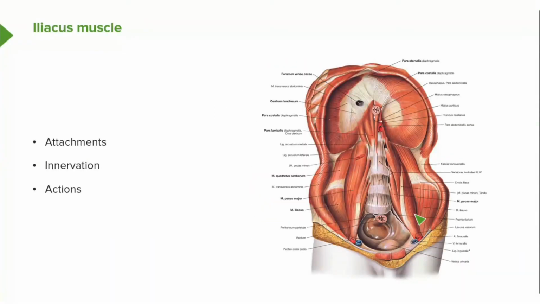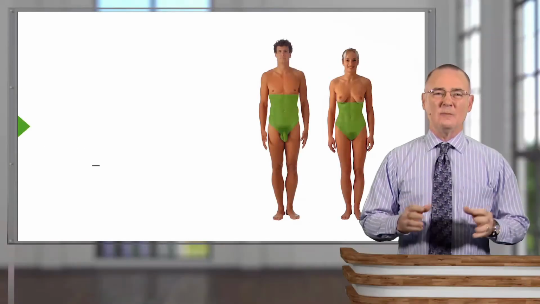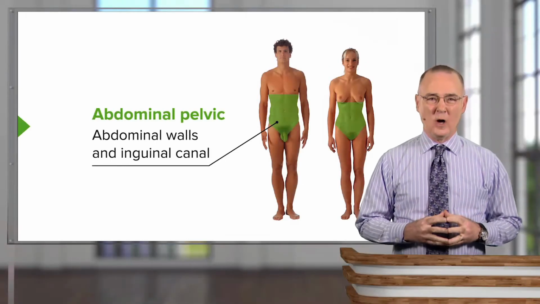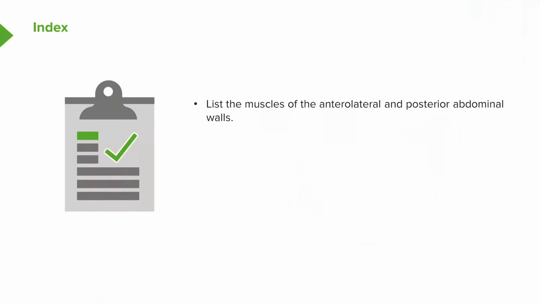Welcome to this lecture on the abdominal wall. This slide lists the objectives that you should be able to answer at the conclusion of this presentation. First, list the muscles of the anterolateral and posterior abdominal walls. Describe the attachments, innervation, and action for each muscle.